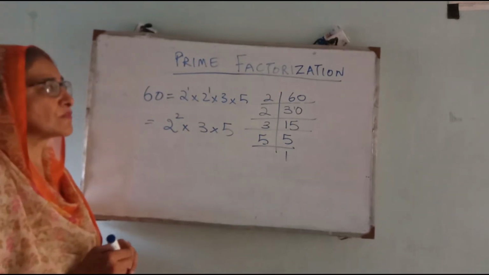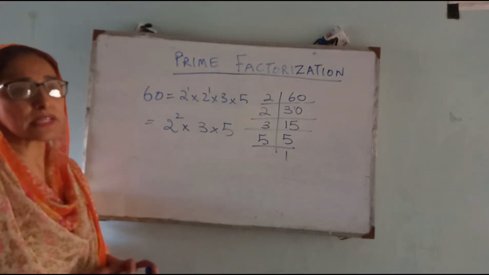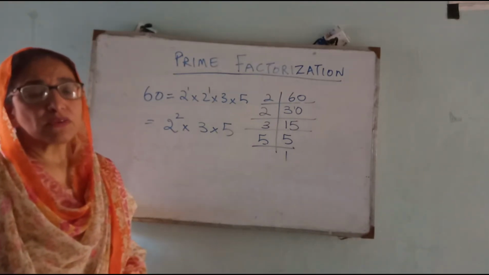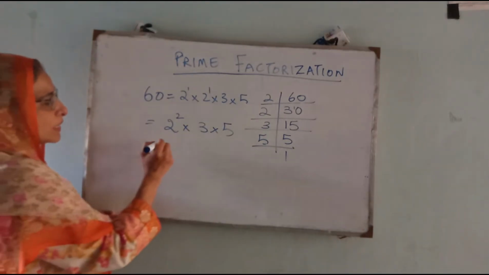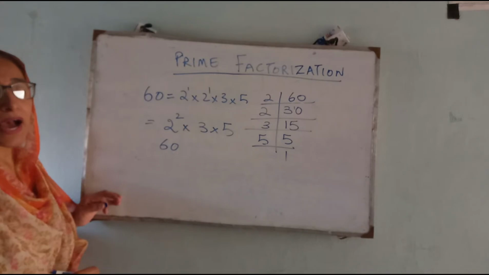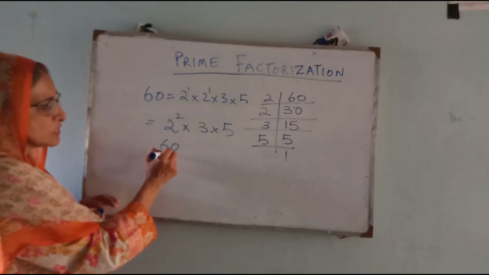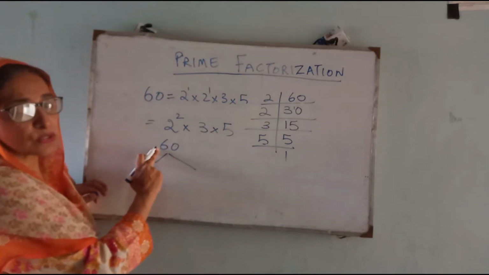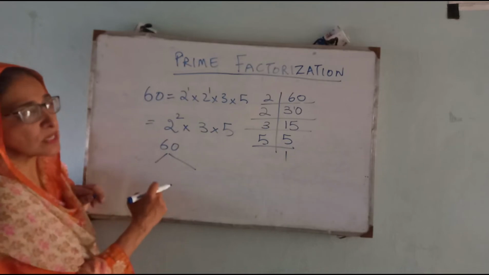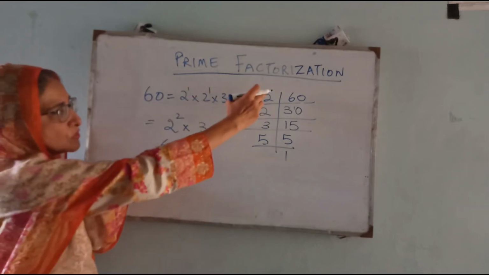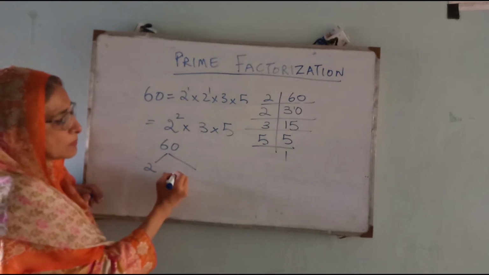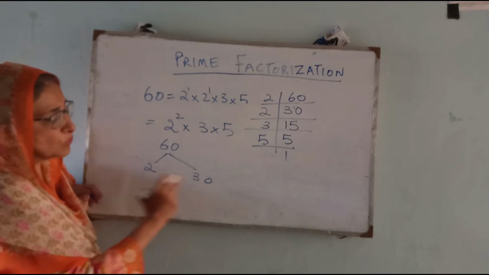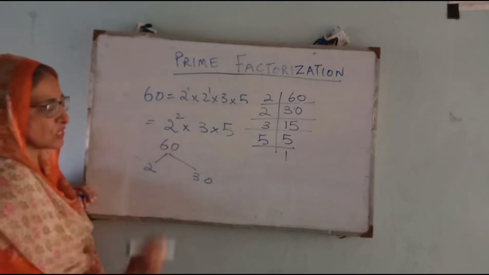And now the another method for doing this prime factorization is with the help of a factor tree. When I say factor tree, that means I am going to have 60 as a number. I am going to have 2 branches of this number 60. I have to use the prime factorization, so I will see that 60 is coming in which table? 60 is coming in the table of 2. So 2 multiplied by which number is going to give me 60? 30, right? So 2 and 30 are the factors of this 60.